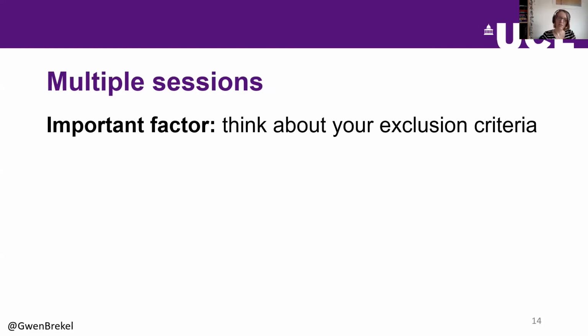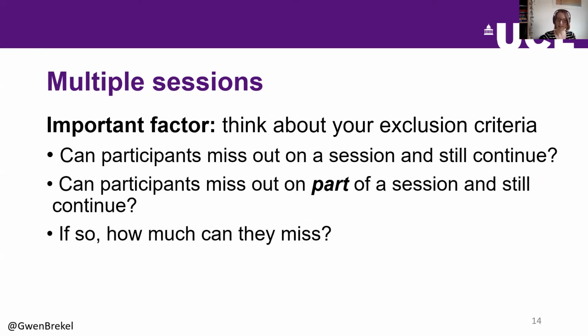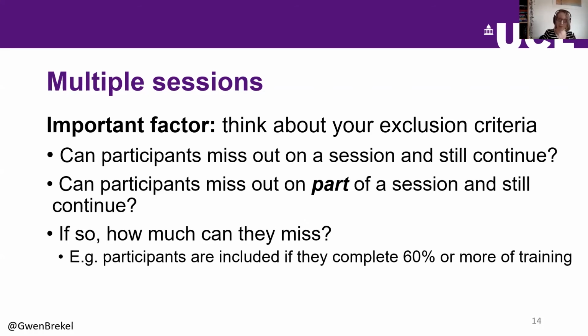Now, an important factor for all of these ways of designing it is to think about your exclusion criteria, specifically related to having multiple sessions. It was already mentioned earlier in Emma's talk, but particularly the kind of questions you want to ask for multiple sessions is also, can participants miss out on a session and still continue your study? And can they miss part of a session and still continue? And if the answer is yes to either of these, how much can they actually miss? What I used as an example is I included people if they completed more than 60% of my training, particularly for this study. But this may vary for you.